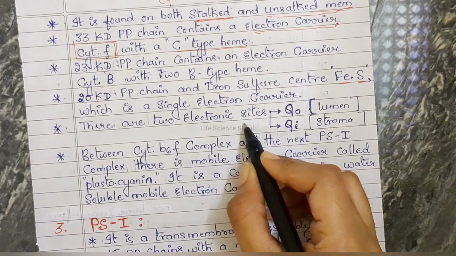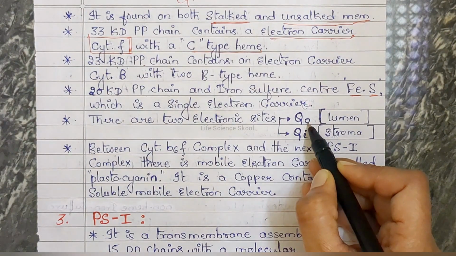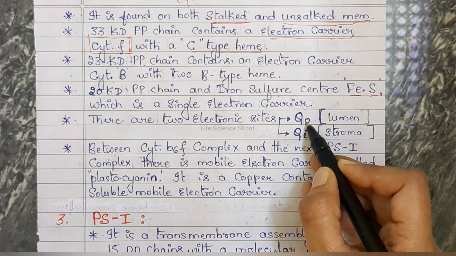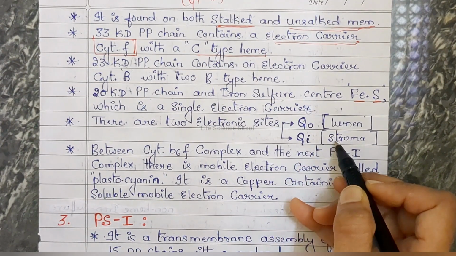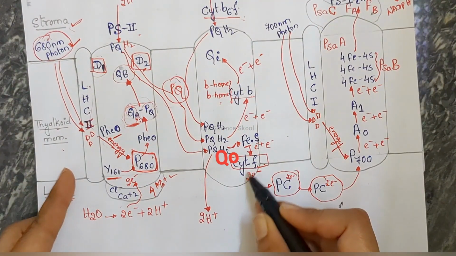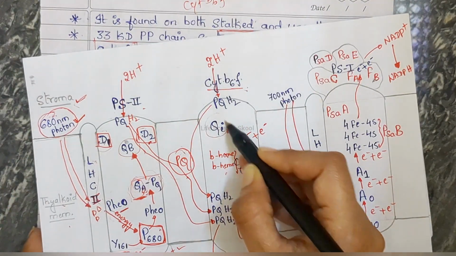And there are two electron sites, which you can see here, that is Qo and Qi. Qo is in the lumen, and you can see the Qi in the stroma. You can see the Qo on this side in the lumen, and the Qi towards the stroma.